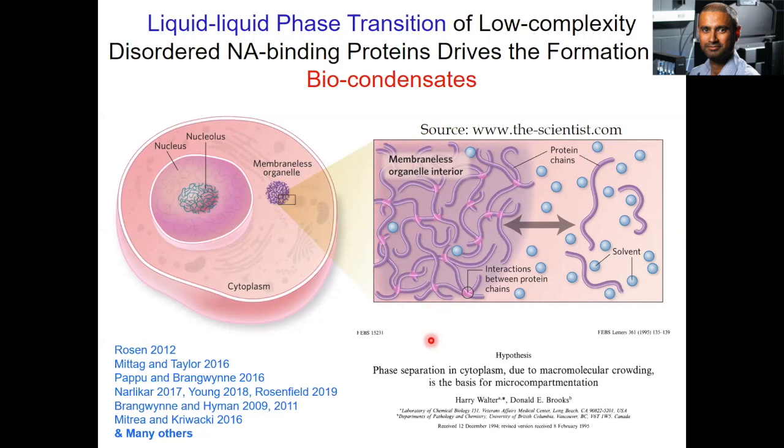Although it's only in the last 10 years that we have been talking about such bodies and actively looking at their structure and function in biology, we should not forget that phase separation has been predicted by many prominent scientists in the field. One of the most important papers, I think, came from Harry Walter and Donald Brooks' group. They put together the hypothesis almost 25 years ago that phase separation is very common, and that it is contributed by macromolecular crowding in a living cell. So in the first part of my talk, I'll focus on this aspect of phase separation: how molecular crowding in the cellular environment could promote or modulate phase separated structures.